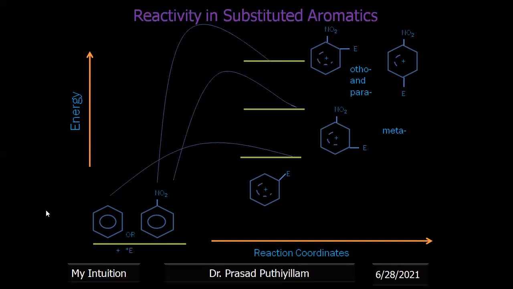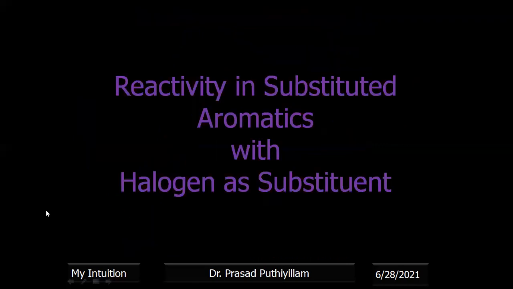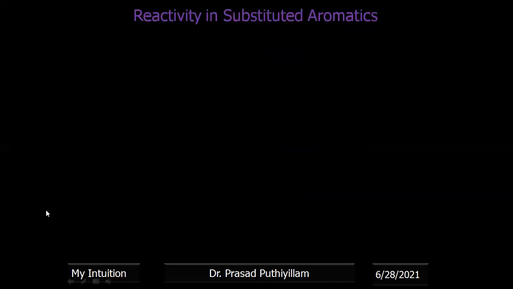Comparatively, meta is a little bit lower energy level, and ortho and para have a very high energy level. Therefore, the expected product, if the aromatic ring has a deactivating group, is always a meta substituted product, which is a somewhat more stable transition state compared to ortho and para. And even when we compare with benzene, they are even less reactive. Now, reactivity in substituted aromatics with halogen as a substituent. Okay, halogens we know are fluorine, chlorine, bromine, iodine. We treat those as halogens.